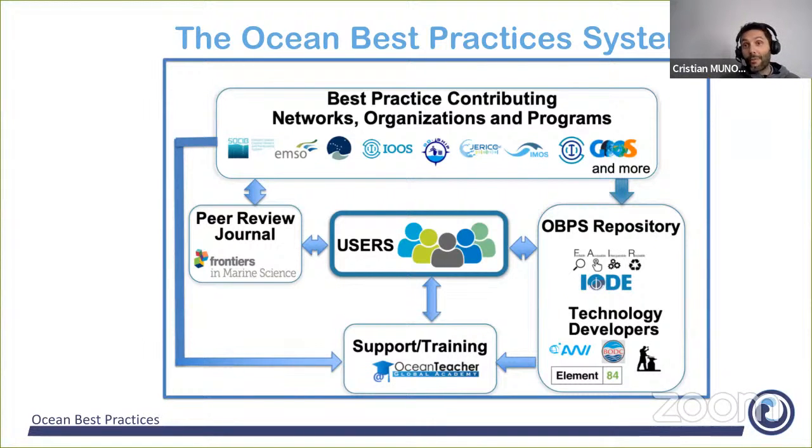The system is composed of 5 major elements, so to speak. Two of them, the most important to me, are the users and, of course, the contributors, to whom we provide support and facilitate outreach activities. But apart from that, we have 3 major elements around that. There is the OBPS repository, which is a digital repository hosted by IODE, where we, of course, have all the methods and best practices archived. We have a peer review theme in Frontiers in Marine Science. And also we have capacity development and training capabilities supported by the IODE Ocean Teacher Global Academy.